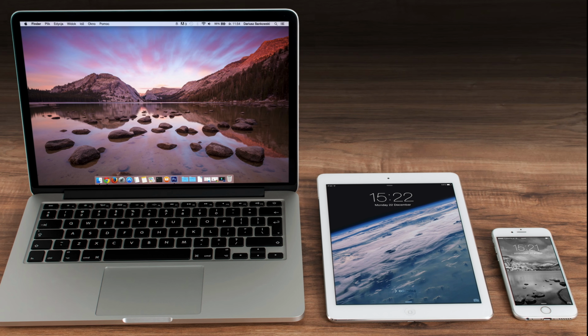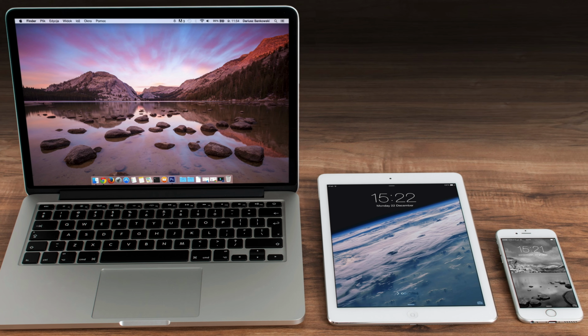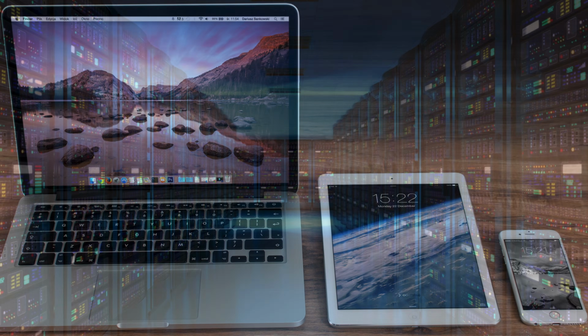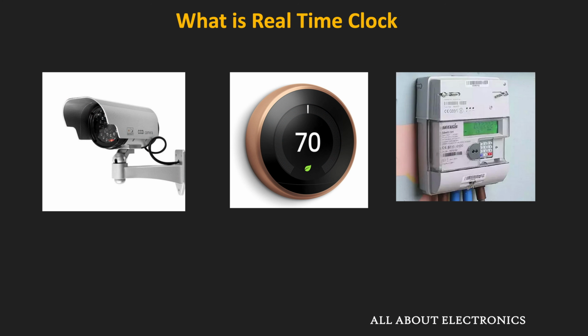This real-time clock is used in personal computers, smartphones as well as servers, and it is also used in many embedded systems as well as IoT applications. Like it is used in surveillance cameras, thermostats and even in smart meters.